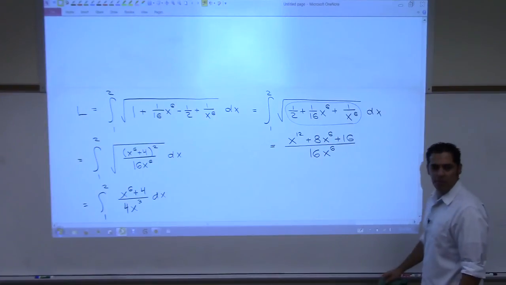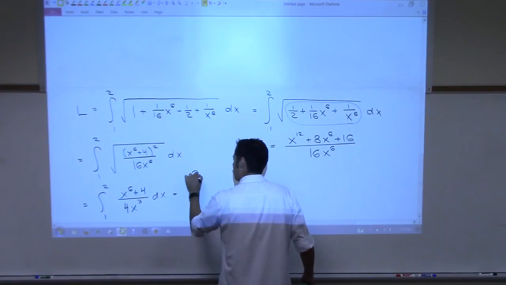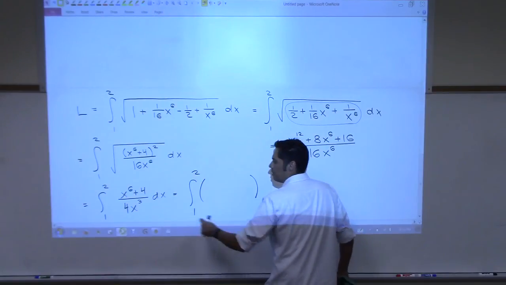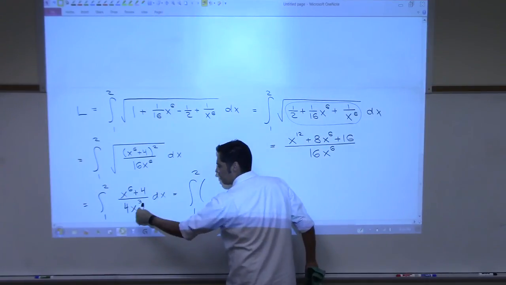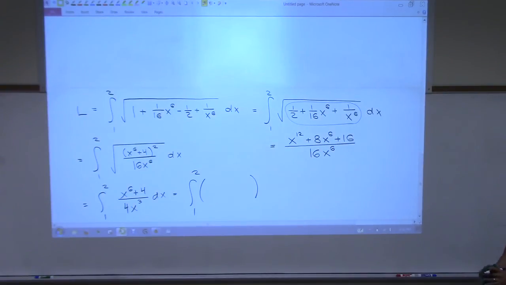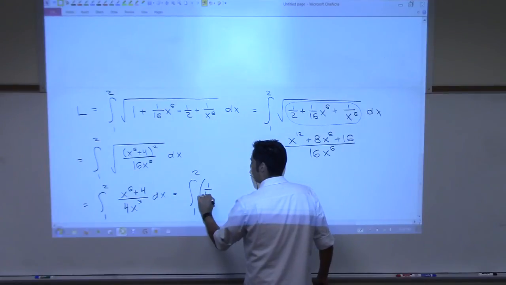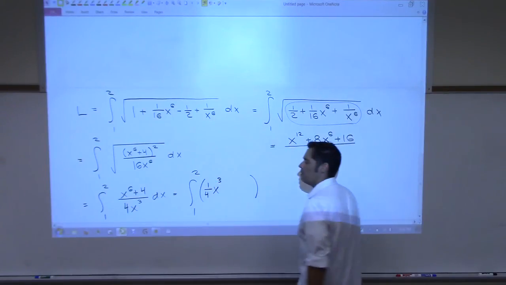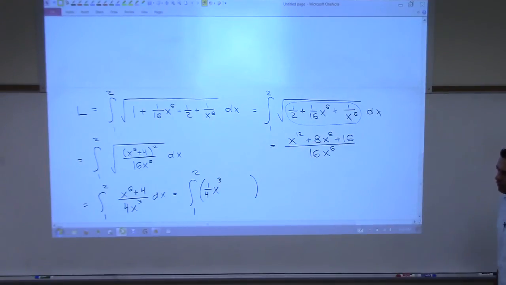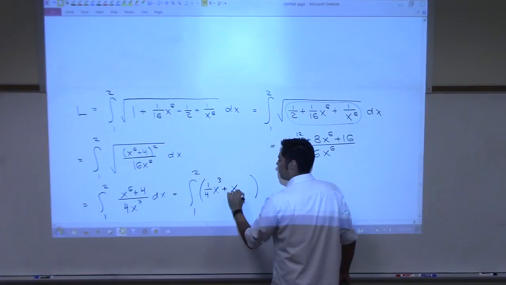You could split that into two integrals, couldn't you? You could go integral 1 to 2, two things here. You can go this over this, and this over this, right? So what's x to the sixth over 4x cubed? X to the third, right? With a 1/4 out in front of it. And then what's the last one? 4 over 4x to the third. It's just plus x to the negative 3.